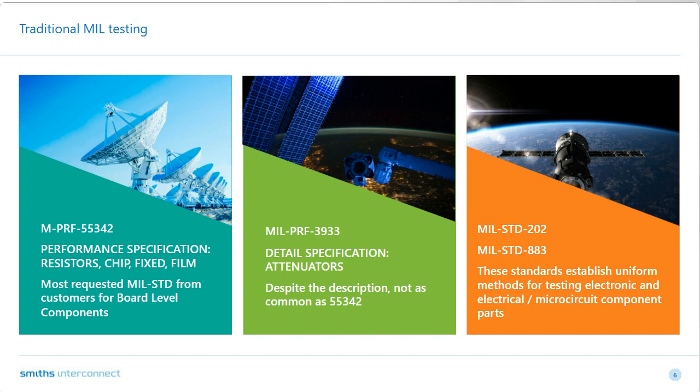Most of our customers look for the 55342 for screening, Group A testing, lot qualification, Group B testing. And both of these MIL standards will reference specific standards like MIL-STD-202 or MIL-STD-883. And those standards are for uniform methods for testing our electronic components. They vary from thermal shock, environmental burn, and life test.